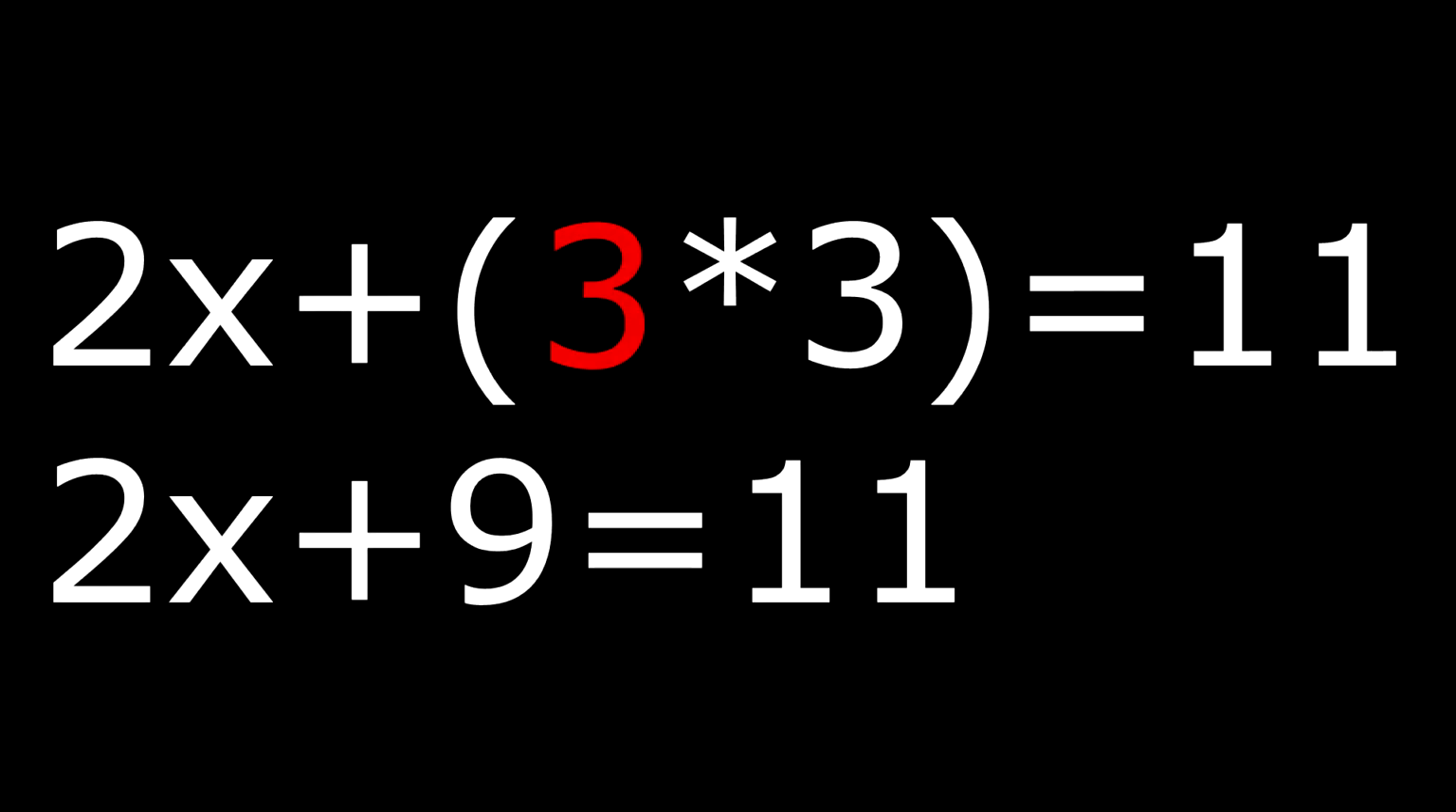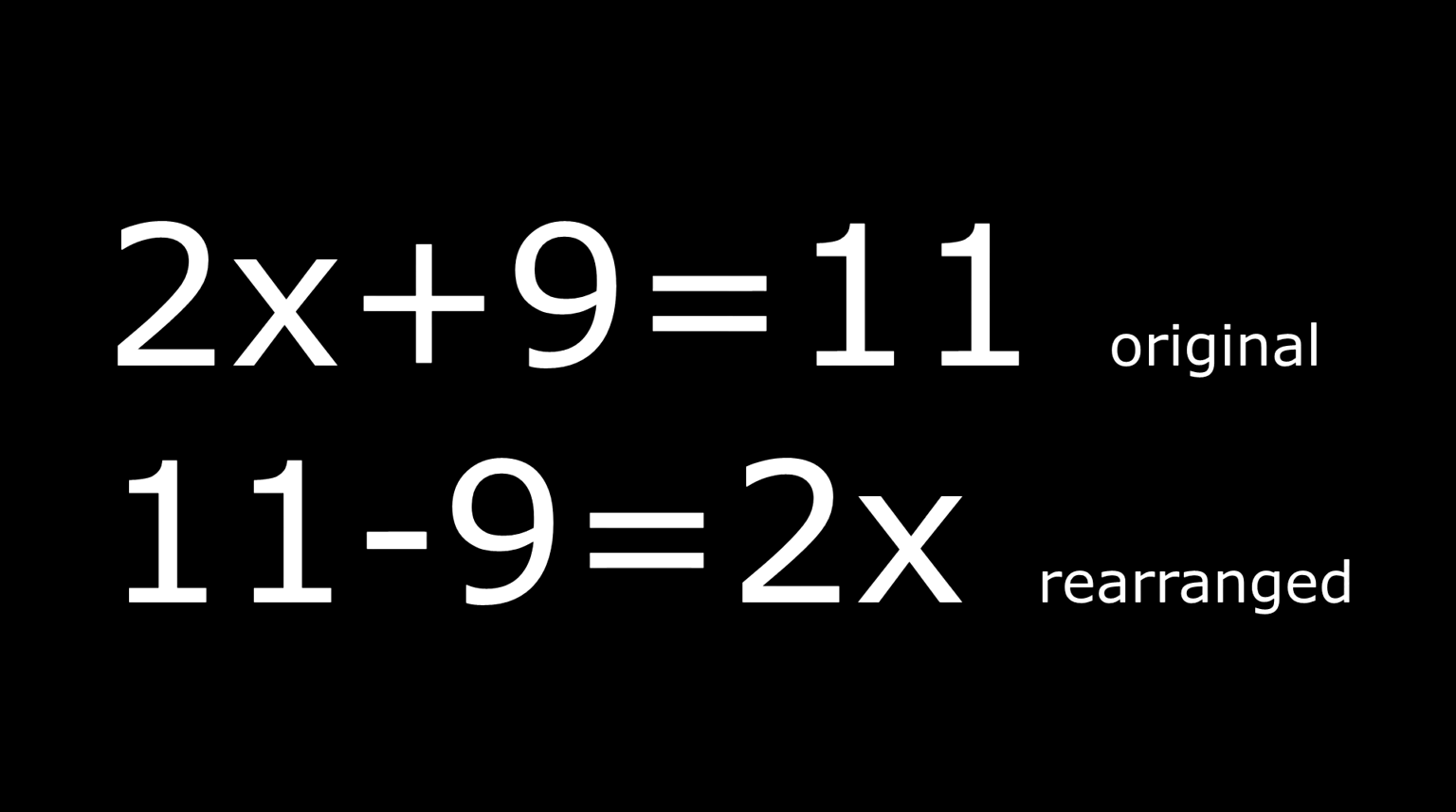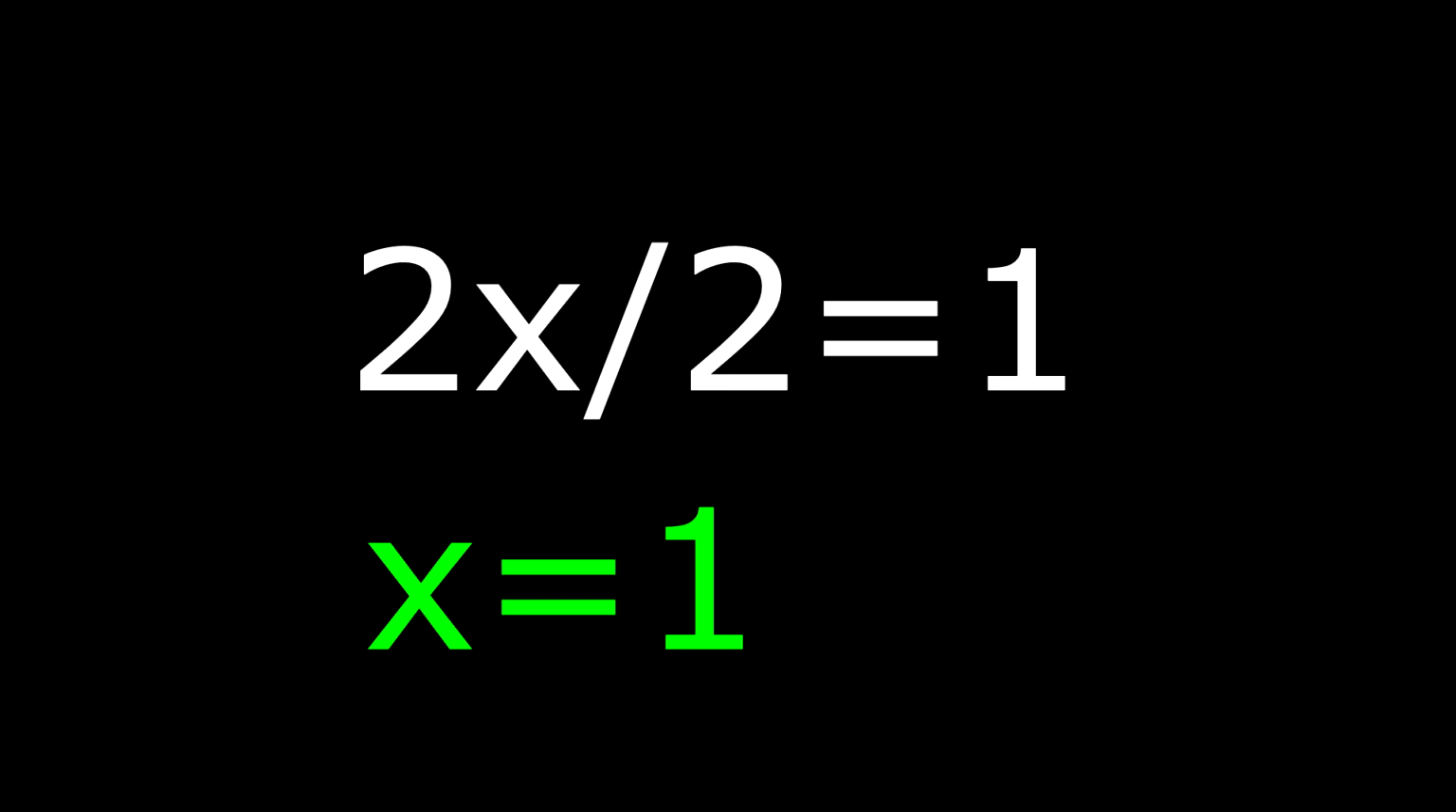You then substitute 3 in for y into equation A like this. Then rearrange the equation to 11 minus 9 equals 2x. Then divide 2x by 2 and get x equals 1.